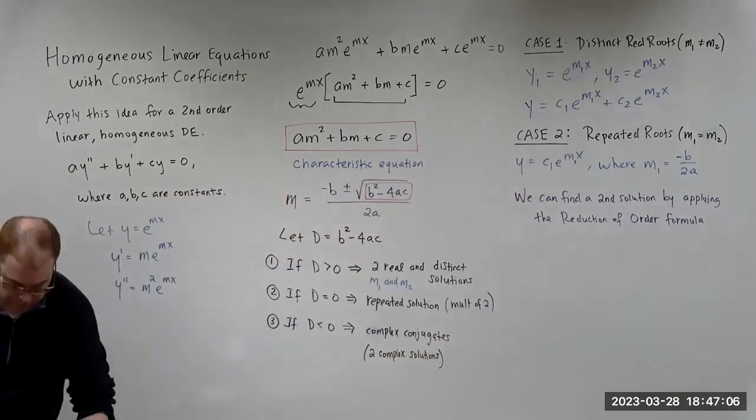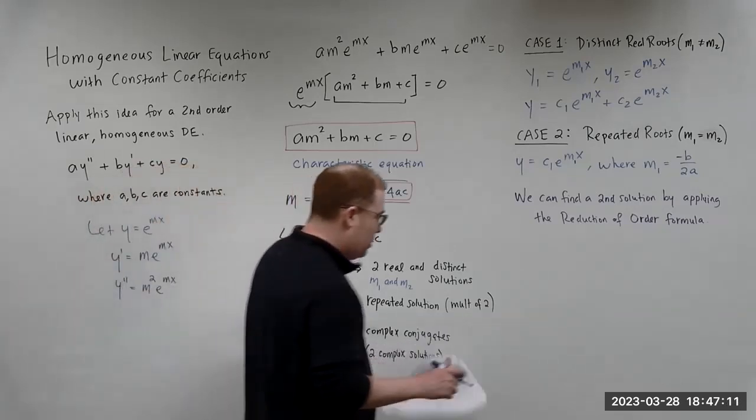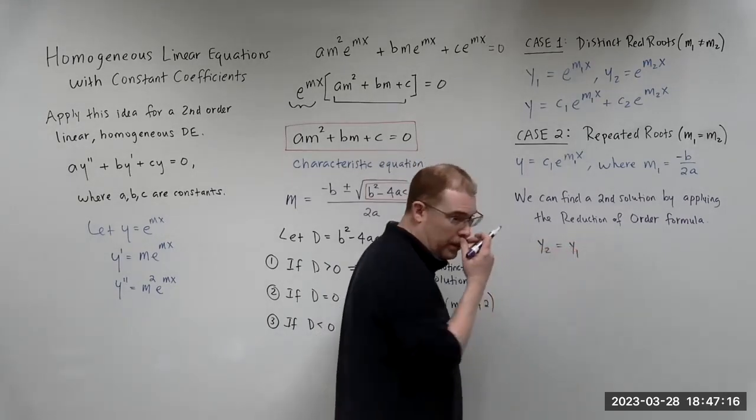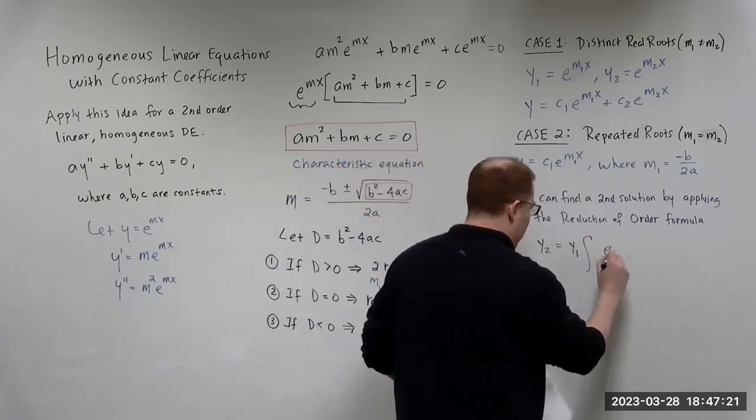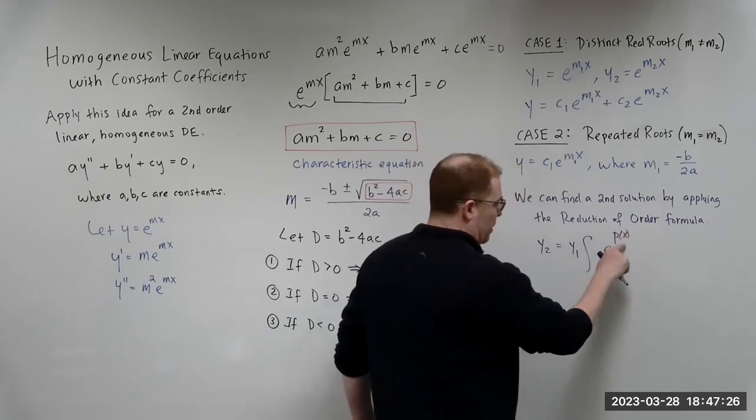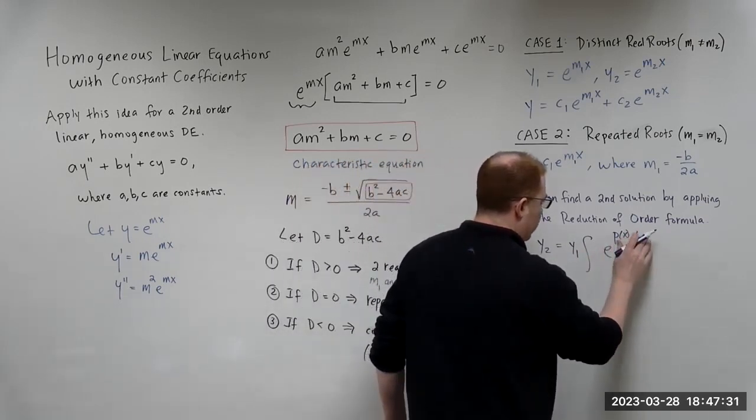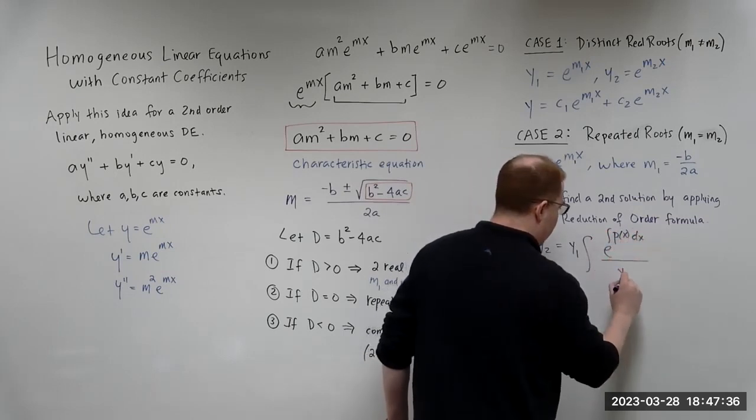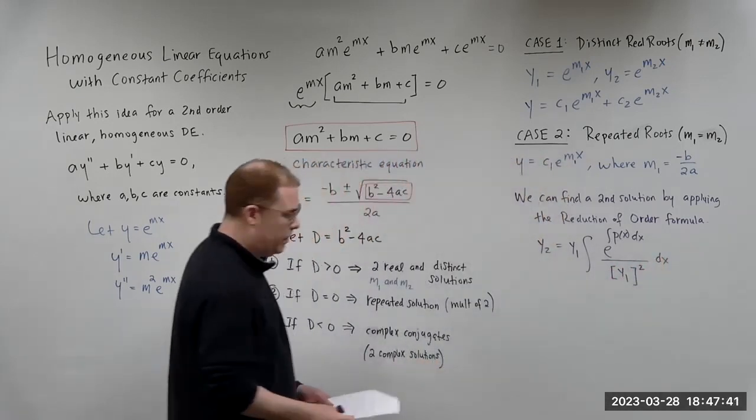All right, so to basically recall your memory of that, the reduction of order formula is going to be y2 equals y1, where y1 is the given solution, times the integral of e to the integral of P, again assuming that P is a function of our independent variable, which is x. So e to the integral of this divided by y1 squared. So that's the reduction of order formula.